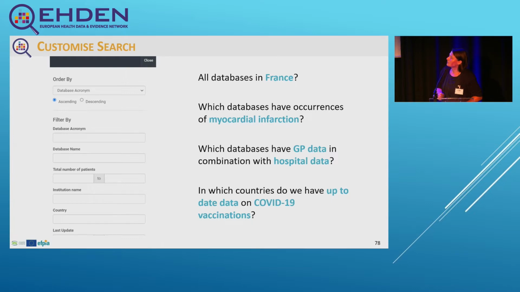for me. For example, you can filter on something like the database acronym or the database name, assuming that you know some databases and you want to know, are they part of the network? Can I get in contact with them? And you can also search for example, a country or number of patients. And so on the side, you can just see a couple of use cases that you can use to query the data and find the right databases.